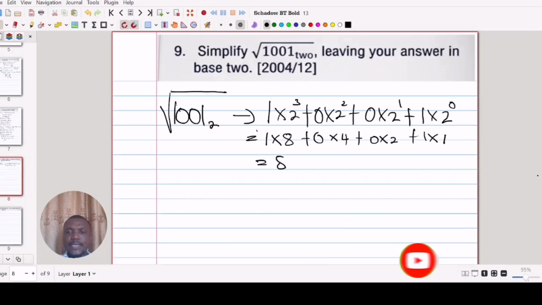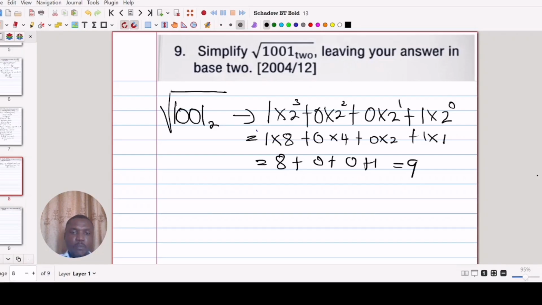So this is 1 times 8, 8. And 0 times 4 is 0. 0 times 2 is 0. 1 times 1, that will be what? That will be 1. So 8 plus 0, 8 plus 0, 8. 8 plus 1, that will be 9. So you can now come back to this. So instead of writing 1001 base 2, I've changed it to base 10, so it should be 9.